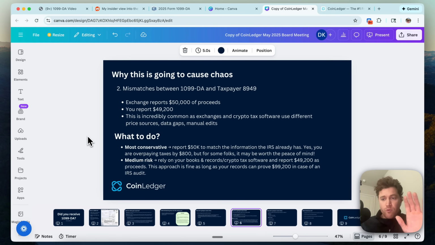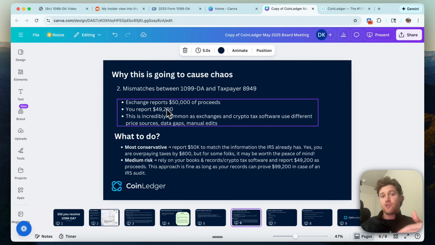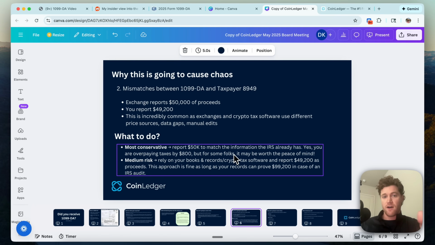So if what's reported on your 1099-DA differs from your records, there are a couple things you can do, and I would recommend reaching out to your tax professional or to our team here at CoinLedger. But the most conservative approach would be to ultimately match what the 1099-DA is reporting. So in this example, you would adjust your records to match the $50,000 of proceeds.